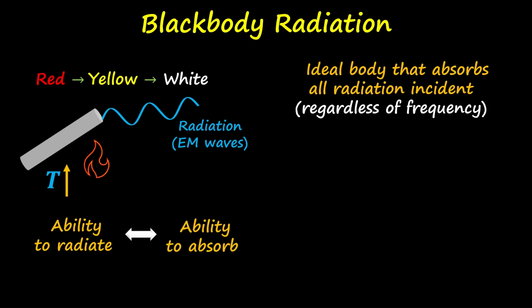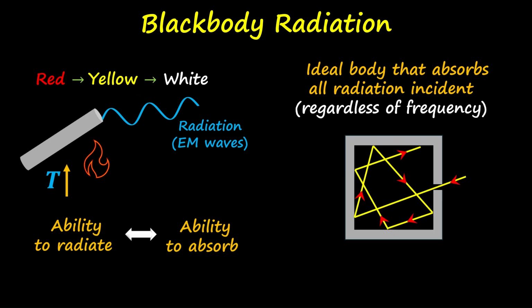Now, an ideal body that can absorb all the radiation incident on it, regardless of the frequency, is what we call a black body. Practically, we can make one using a hollow cavity with a tiny hole. Any radiation incident on that tiny hole will undergo multiple reflections and finally get absorbed. Now, if we maintain this body at a particular temperature, the radiation coming out from this tiny hole is basically the black body radiation.